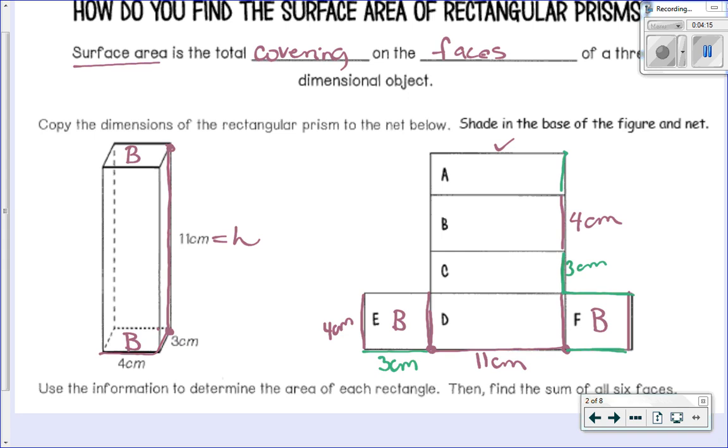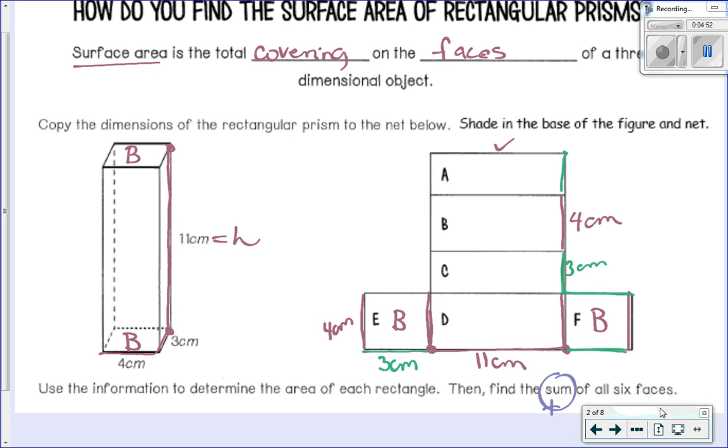All right. So for a prism, the faces opposite from each other are always going to be congruent. Okay, their bases are opposite from each other, so they're congruent. The front face and the back face are congruent, and then the side faces are also what? Congruent. You got it. All right. So we are going to use the information to determine the area of each rectangle, and then we're going to find the sum. So that means we're going to add all 6 faces together.